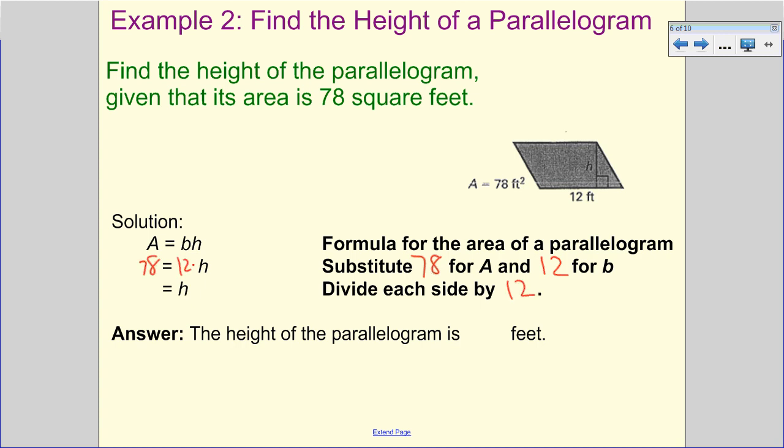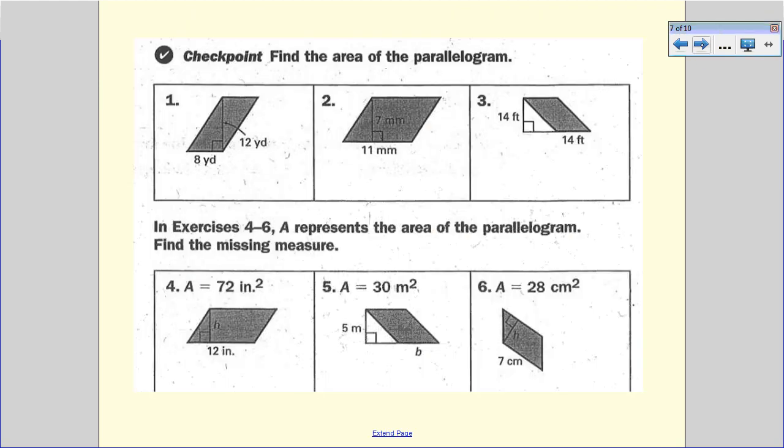I have to divide each side by 12, and so we do 78 divided by 12. It is okay to get a decimal. So we get H is equal to 6.5, so my answer is 6.5 feet. Do not forget your label. So these parallelograms follow nice in step with what we've done. And so here you guys have 6 checkpoints to do now.